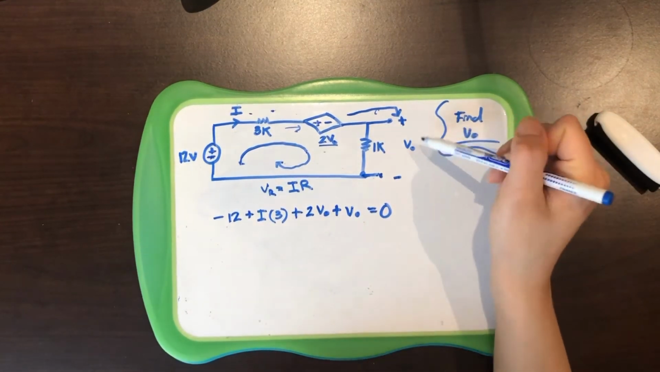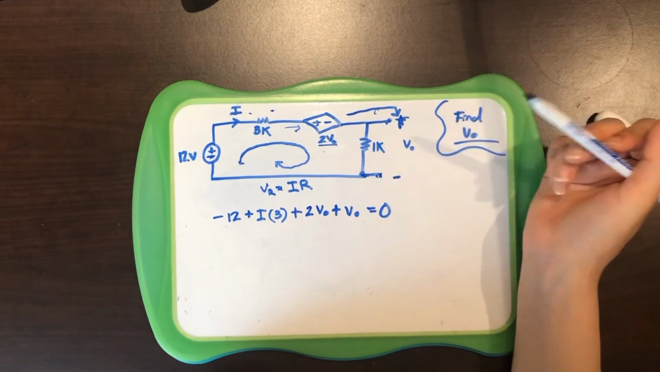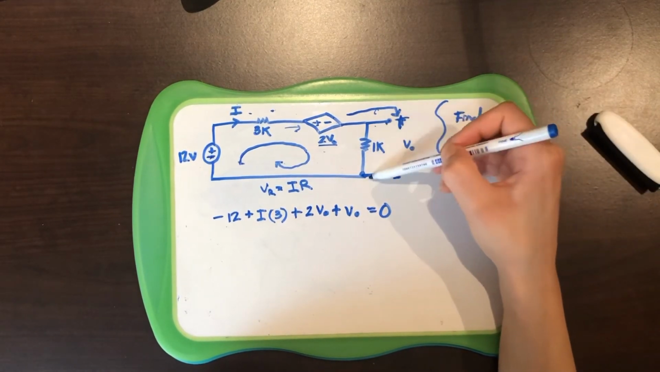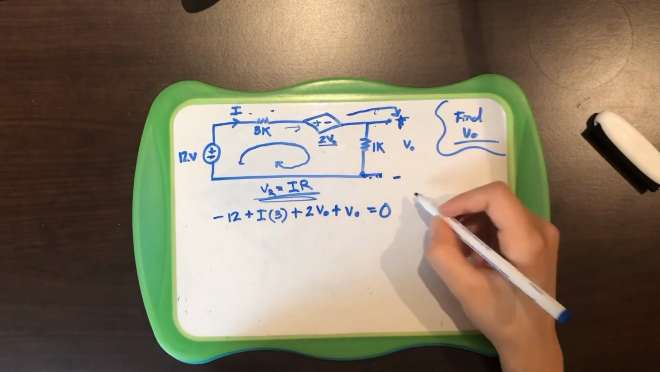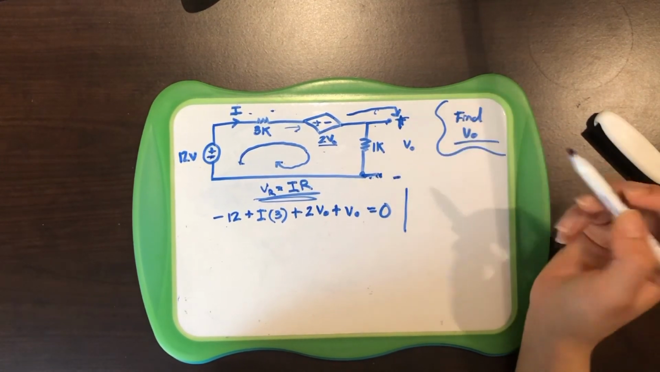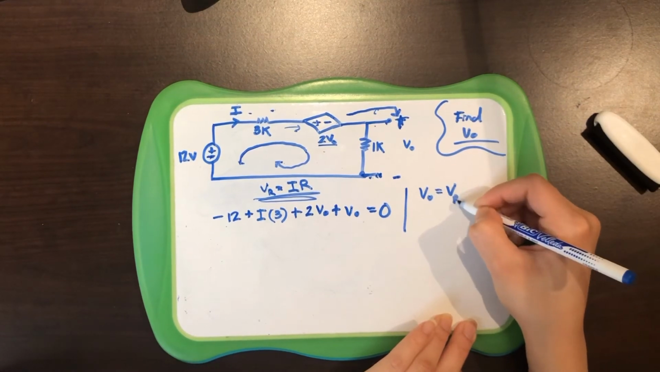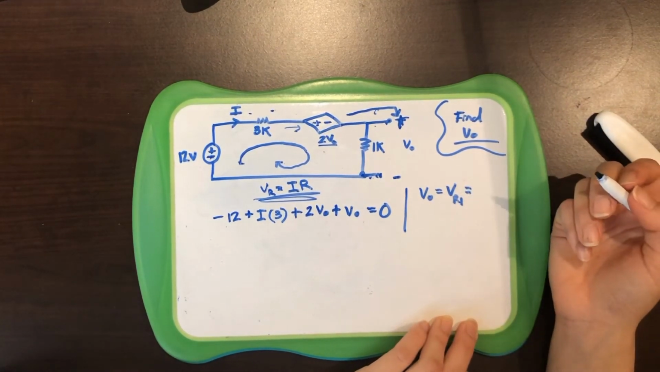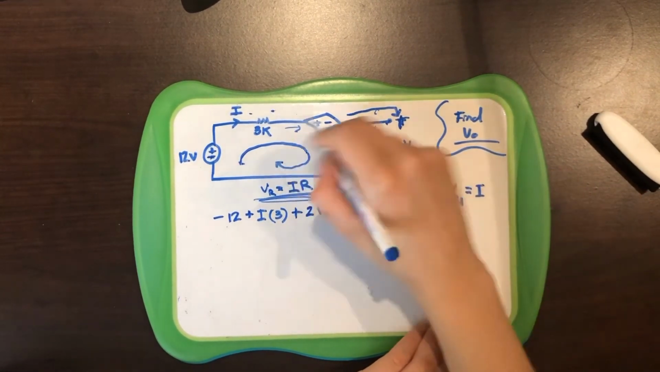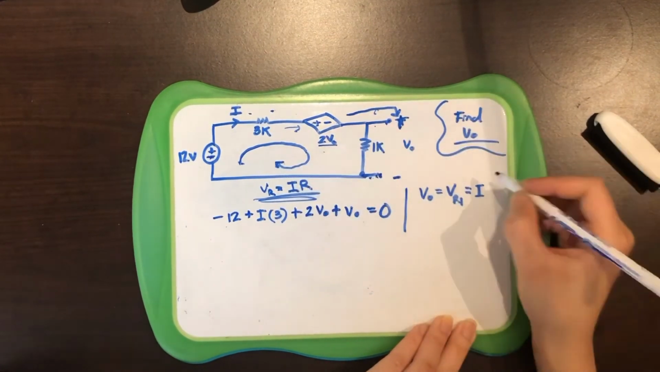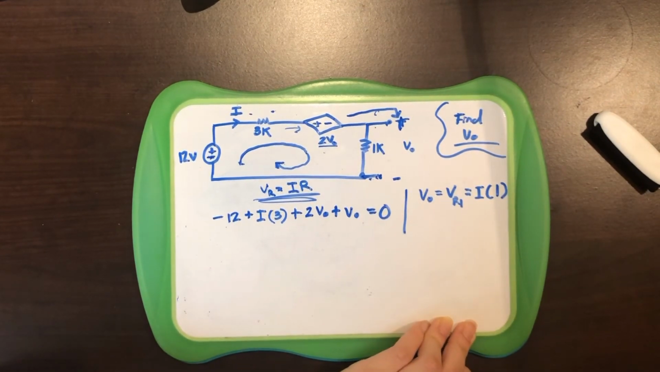Now, what else do we know about V naught? So V naught is the drop, the voltage drop across this resistor, right? And what do we know about the voltage drop across a resistor? So V naught is the same as the voltage drop across resistor 1, which is equal to what? The current times the resistance. So we already said that the current in the circuit is I, and we'll multiply that by 1, which is the value of the resistor.